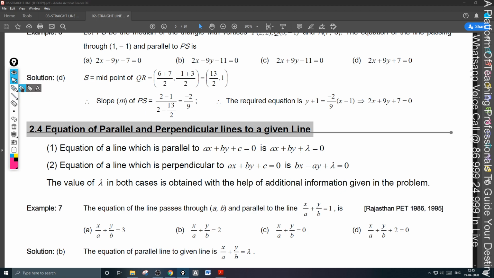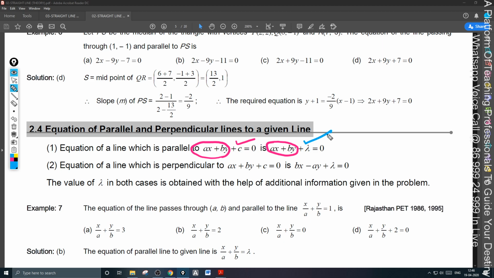What makes the difference between the parallel lines? This part and this part are one and the same. Only the difference is this is c, this is lambda. I am showing the difference with different colors. This is c and lambda. So only the constant differs for the parallel lines.